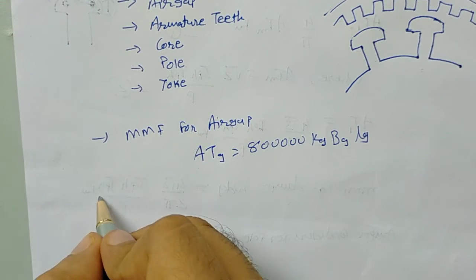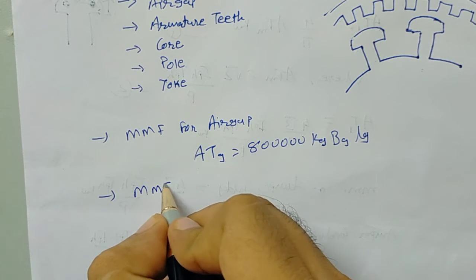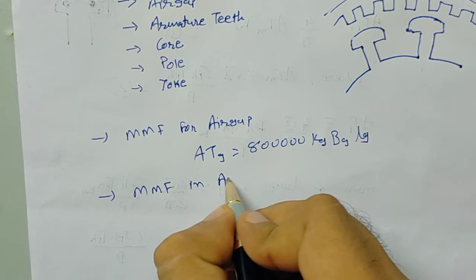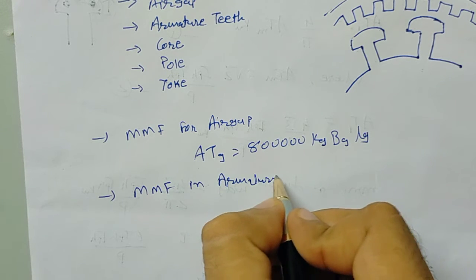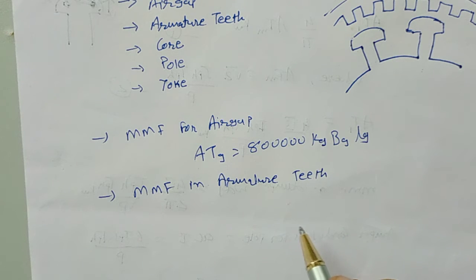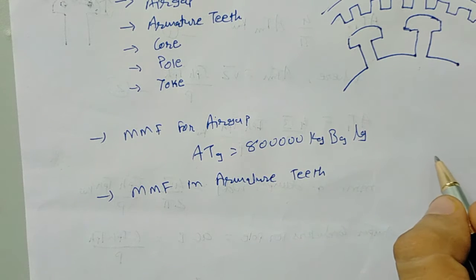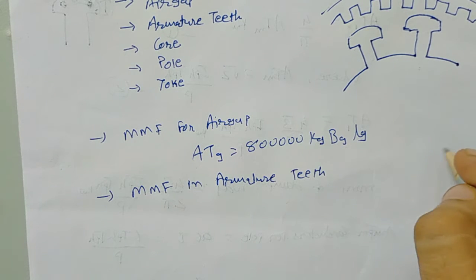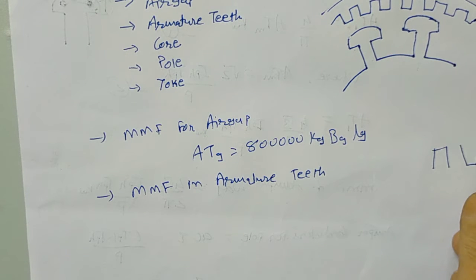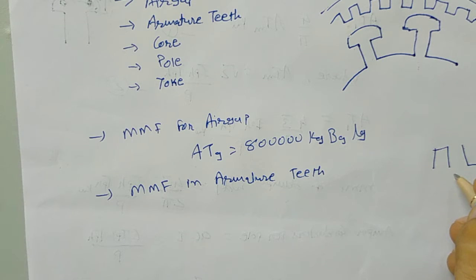Second is the MMF in the armature teeth or the stator teeth. A taper type of teeth is used mostly in a synchronous machine. Taper type of teeth means their sides are not parallel like this, but it is like this. Throughout the height the width is not constant, so it is called a taper type of teeth.